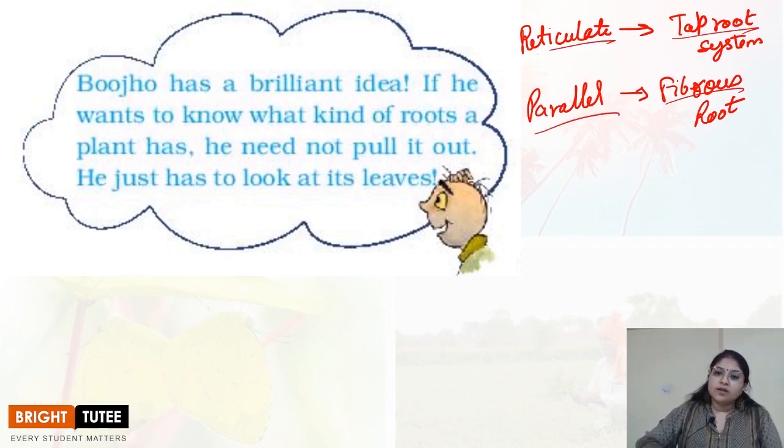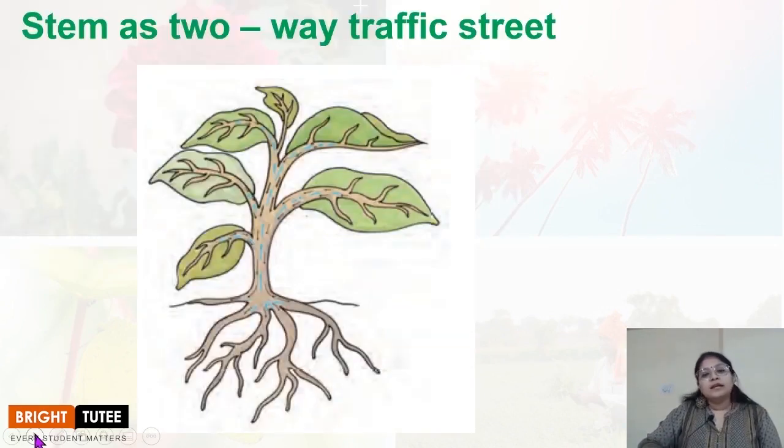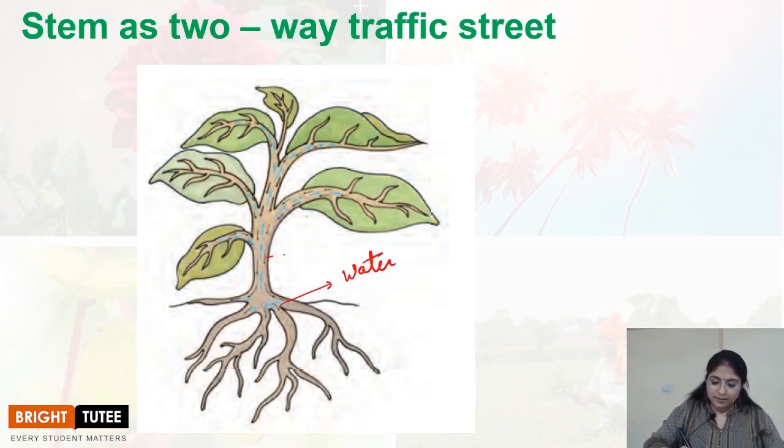Now, once we have understood the root system, let's talk about another important aspect of plant and the relationship of root and stem. And what is that? That stem acts as a two-way traffic. How does it do so? Let's understand that. The very first thing is, as you can see in this picture, there are two arrows. One is the blue arrow indicating water, and the other is the black arrow indicating food material.